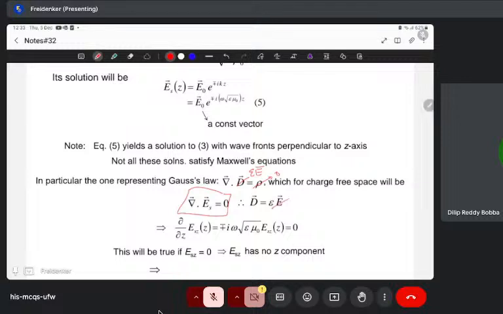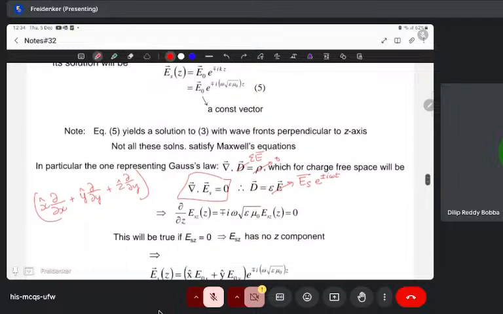And E is nothing but E spatial into e power plus or minus i omega t. But divergence will only affect the spatial components, because what is divergence? Divergence is basically this, right? This is divergence. There is no derivative with respect to time. So this is considered as constant. It comes out of the equation. 0 is there, it also goes away. Finally, you get divergence of E spatial is 0.